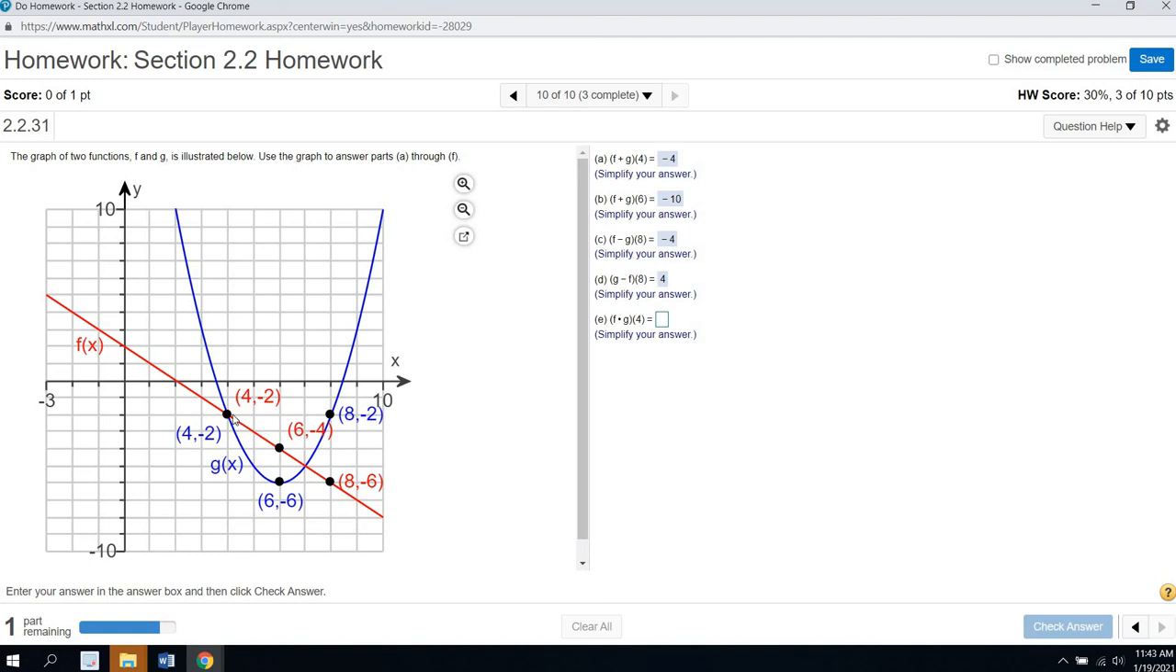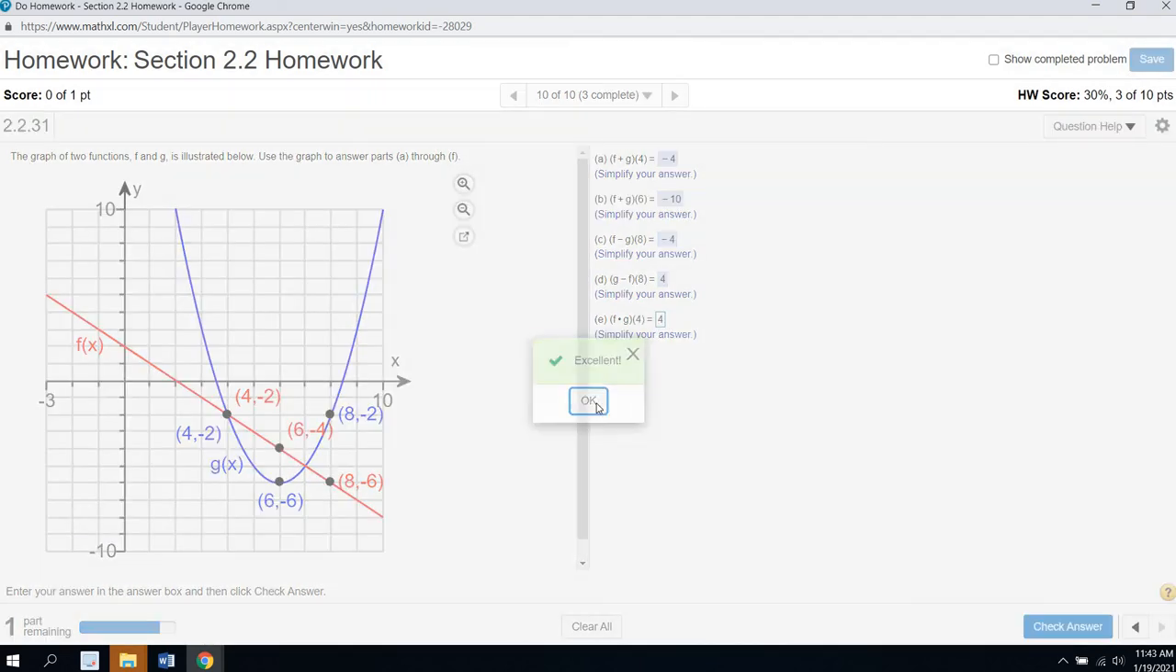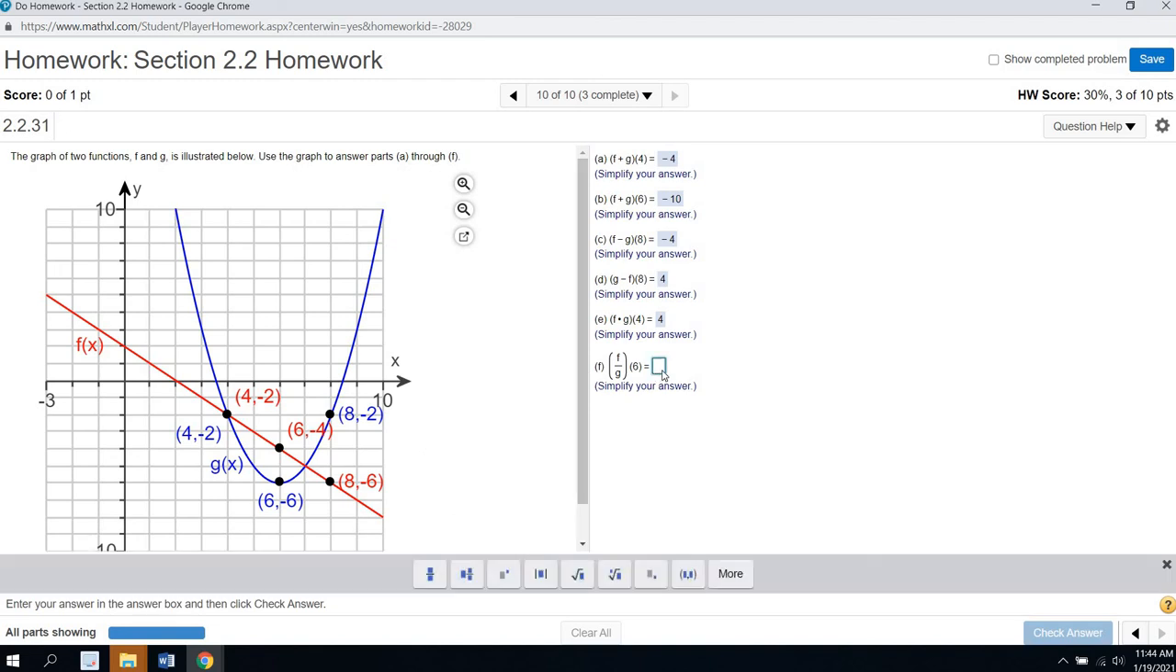F of 4 and g of 4, both the same thing. Both are negative 2. Negative 2 times negative 2 is also positive 4. And we plug that in. And now we're going to divide. F of 6, well, what's f of 6? F of 6 is negative 4. G of 6 is negative 6. So that's a negative 4 over a negative 6.